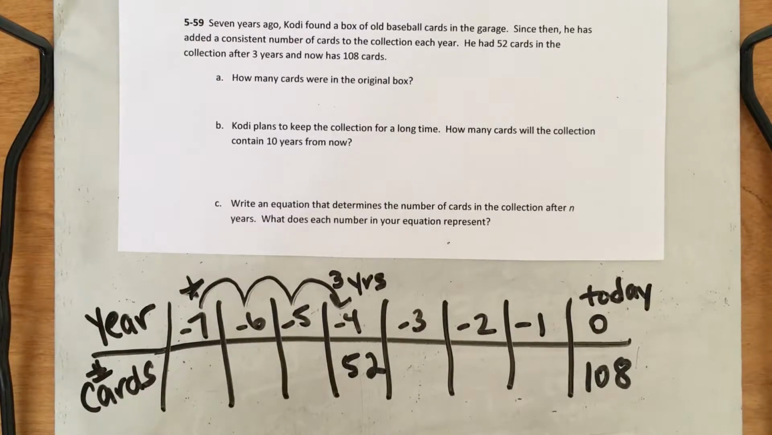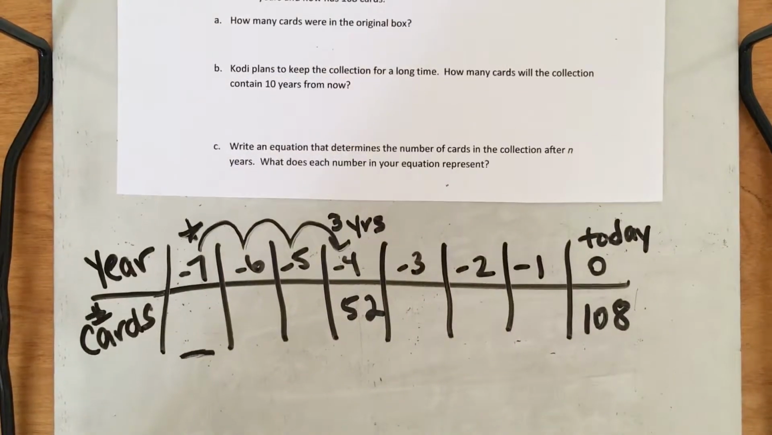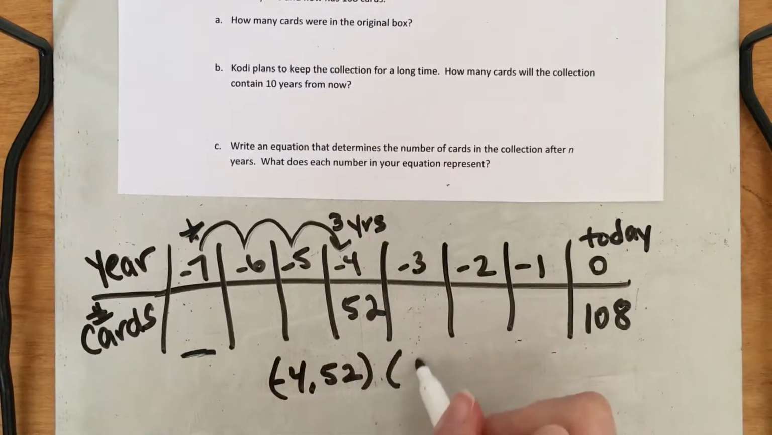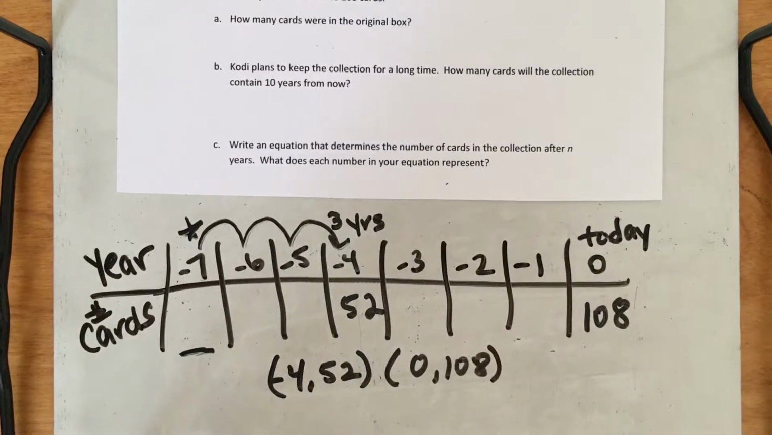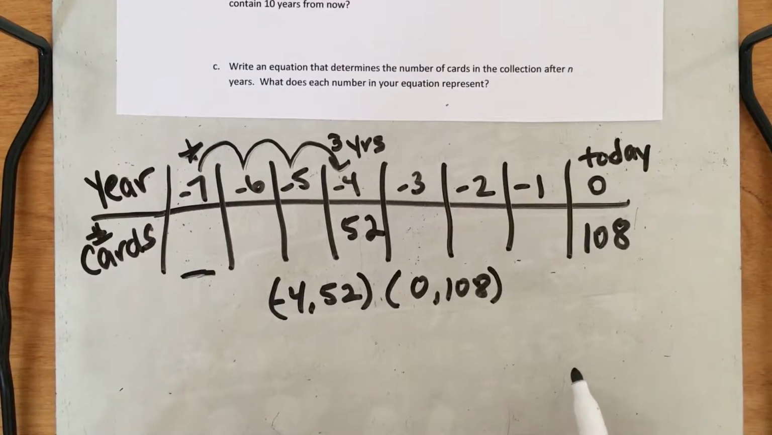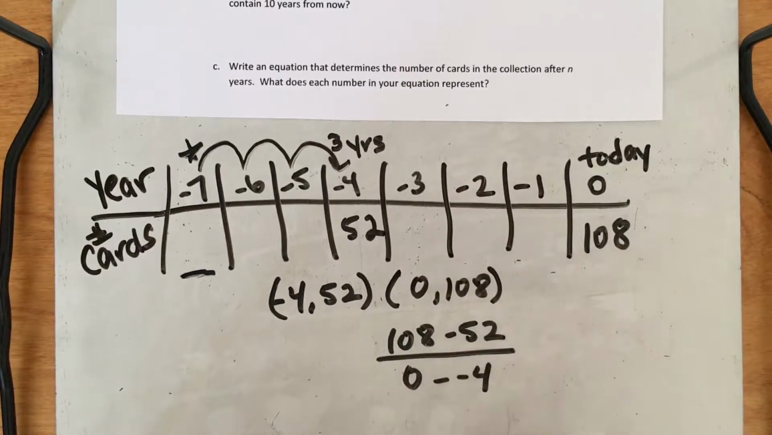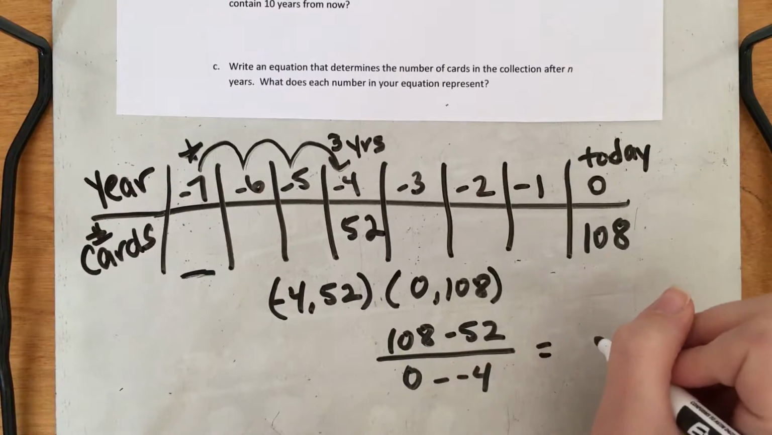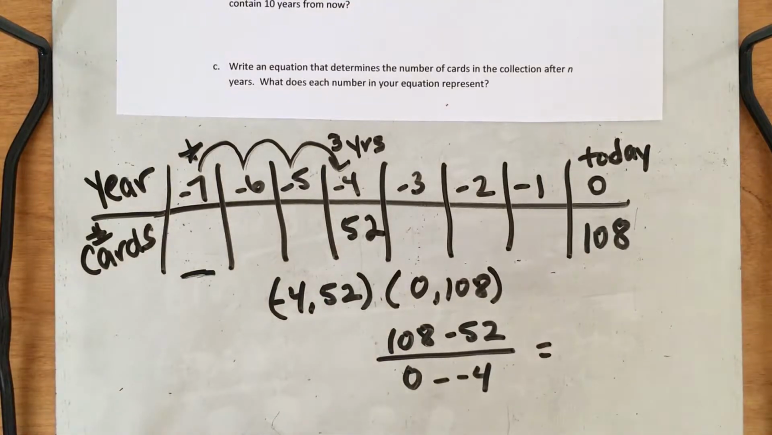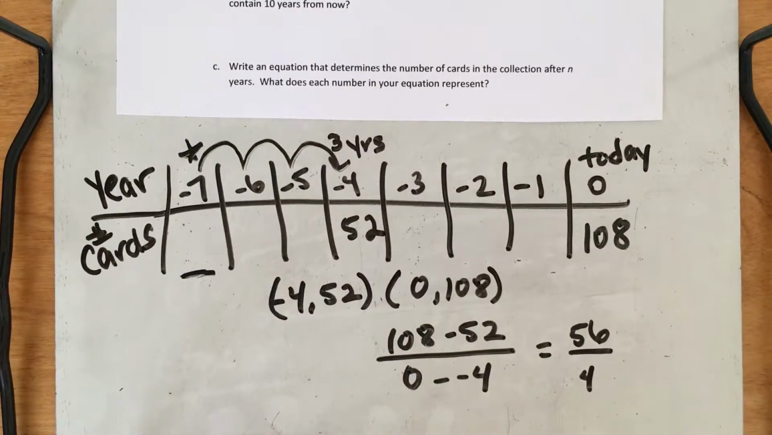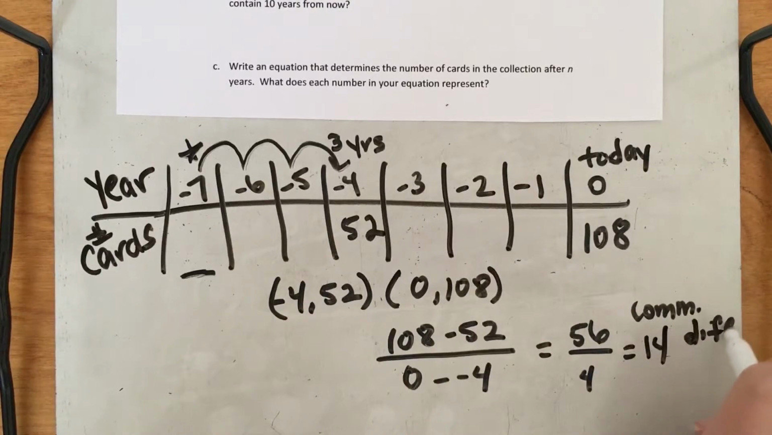Well, we're going to have to figure out the common difference and go backwards to find this value. So just like in a previous question, I'm going to make 2 points and find the slope, or the common difference. So those are our 2 points, all right? And I'm going to find the slope with those. So I have, let's say 108 minus 52 on the top, and 0 minus -4 on the bottom. So the top, 108 minus 52, is 56. The bottom will be a +4, and if I divide those, I would get a +14. So that's my common difference. So that means he added 14 cards every year.